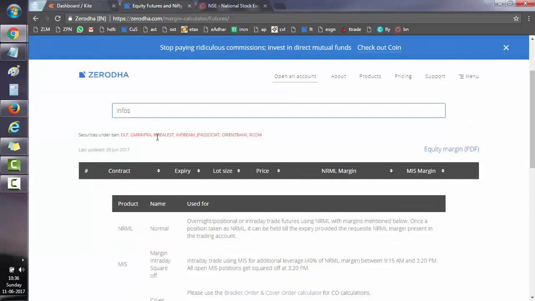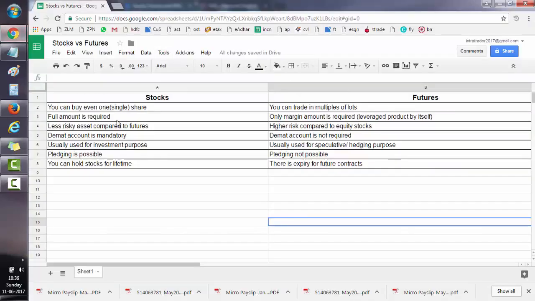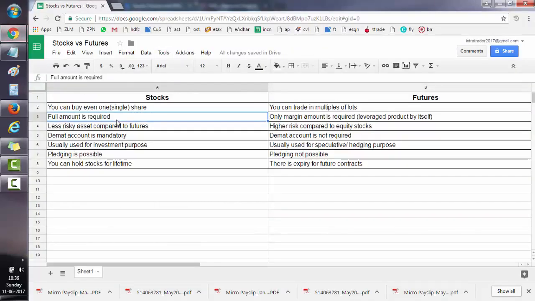So that's why I'm just going to change the script here as INFY, and you can see the margin required is 60,100. If you can remember, for the equity stock, for buying the same quantity, that is 500 quantity, margin required was around 4,74,000. But for buying similar units in case of future contract, you need to pay only 60,103. So that's why I have made out this point, that is, in case of equity stock, you need the full amount, whereas in case of future contract, you need only the margin, which is around 60,000 for Infosys.